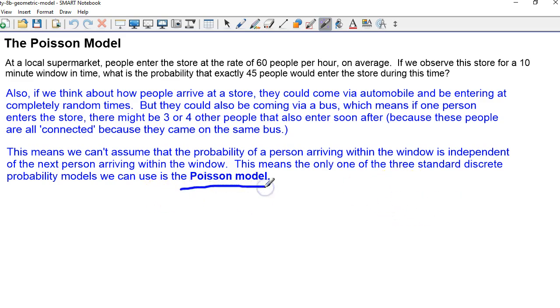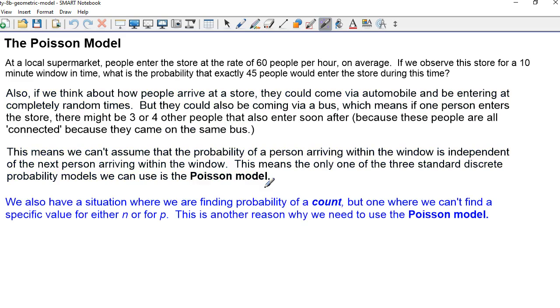And that means that only one of these 3 discrete models is appropriate. We should definitely be using the Poisson model for 2 reasons. We don't need an n and p value, which we don't have, and the Poisson model is usable when we have non-independent trials. So we have a situation where we're finding the probability of a count, but we can't find an n or a p.